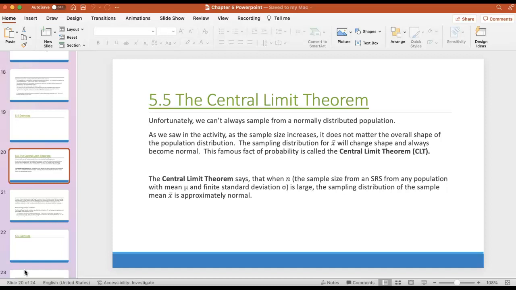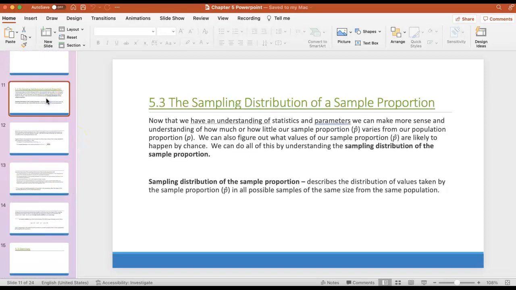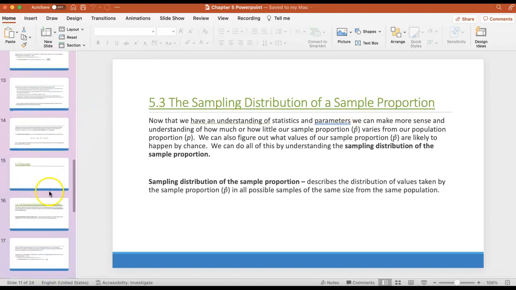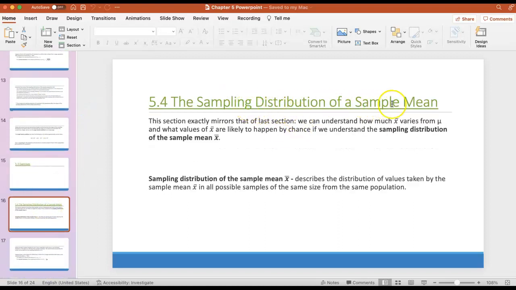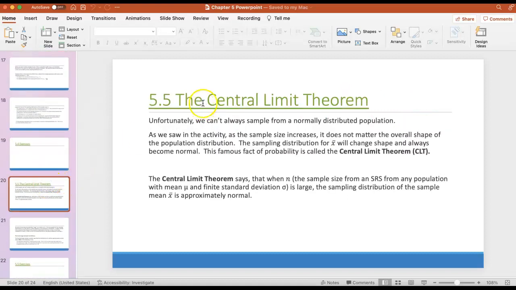There are two different types of sampling distributions that we have talked about in chapter 5. We talked about sample proportions in 5.3. We talked about sample proportions. In 5.4, we talked about sample means. In 5.5, the central limit theorem is for sample means only.